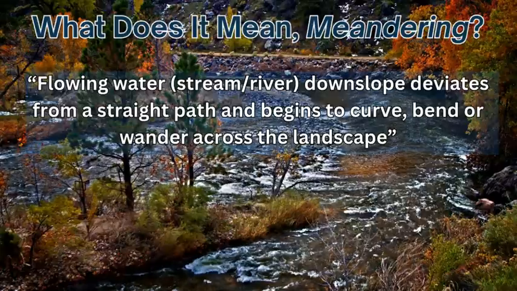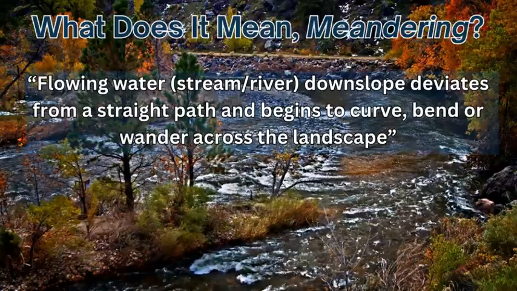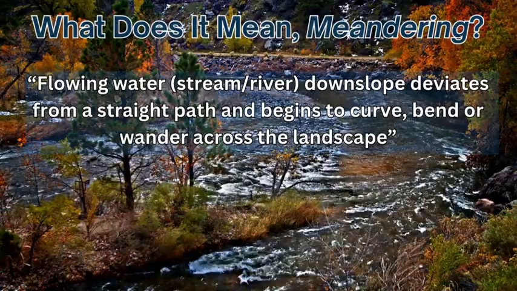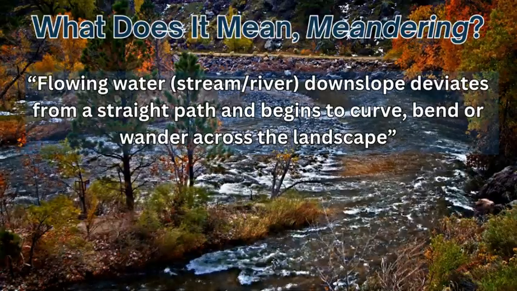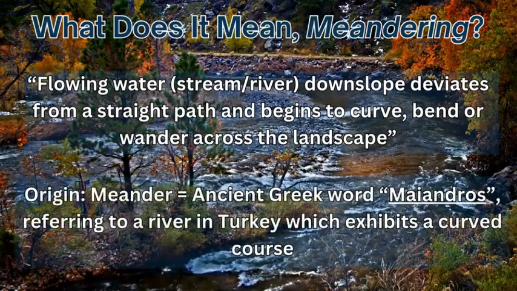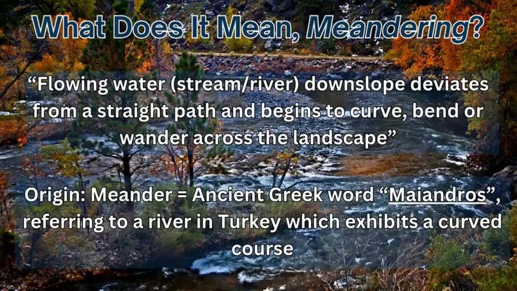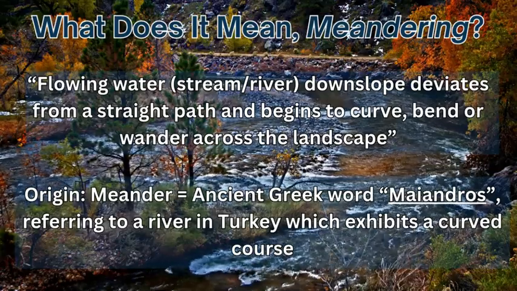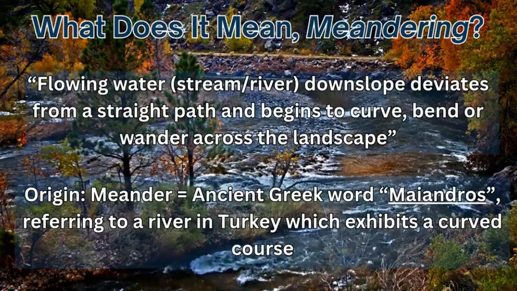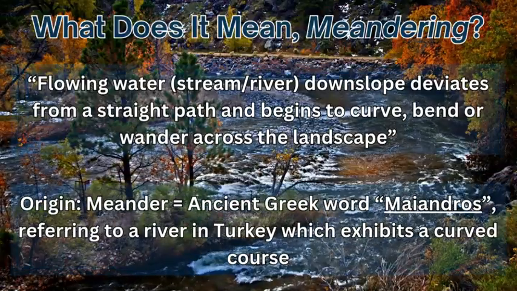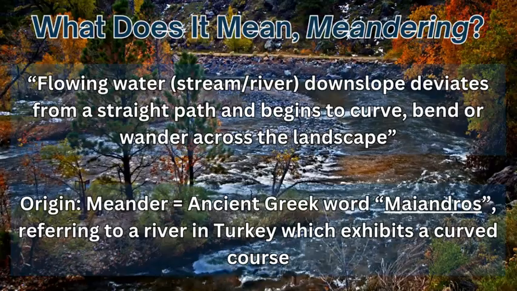The term meander or meandering refers to a river's flow downslope that deviates from a straight line path and begins to curve, bend, and wander across the landscape. And this word meander comes from an ancient Greek word meandros, which refers to a single river in Turkey which has that classic meander shape in which the word or term comes from.